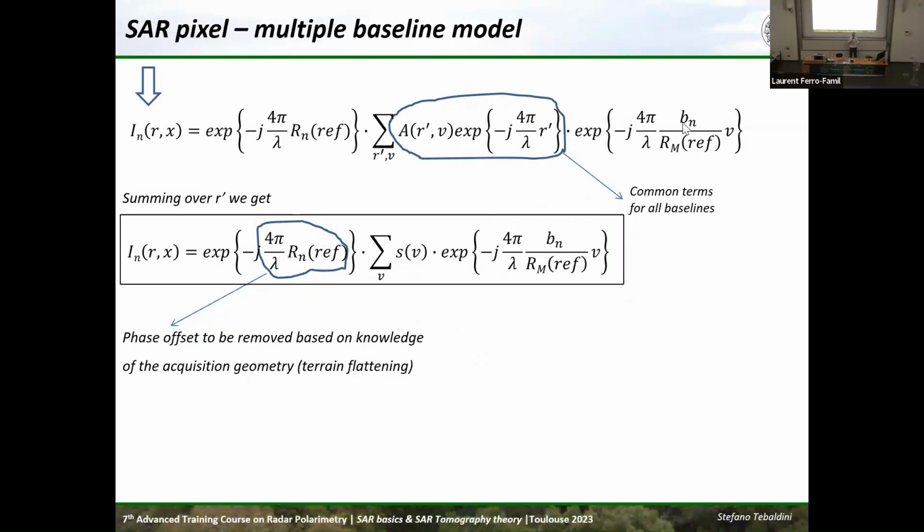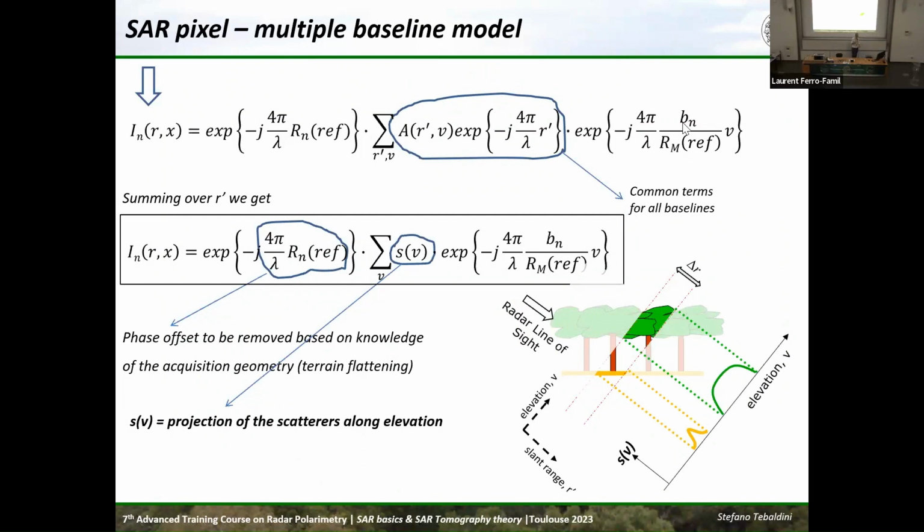We have a first term, external to our sum, and this term depends on the phase due to the reference position. The reference position is something that we assume to know because we have decided to take this particular reference position. So this phase term is something that we can cancel out. We know it and we take it out. Then we have this other interesting thing, S of v. This S of v is a signal that depends only on elevation. It was obtained by taking the sum of A of r prime, v times the phase term, with respect to r prime.